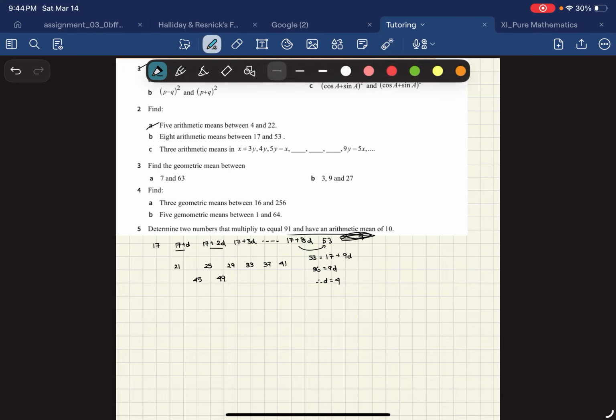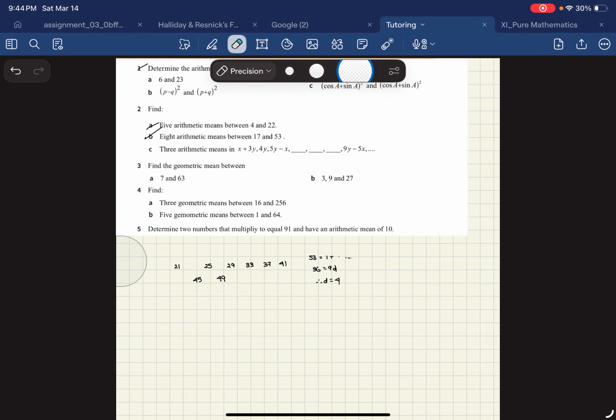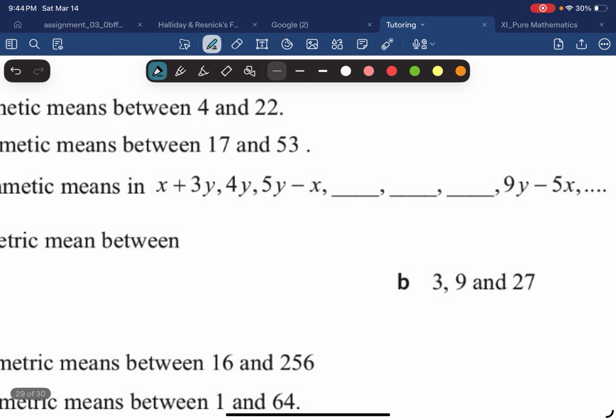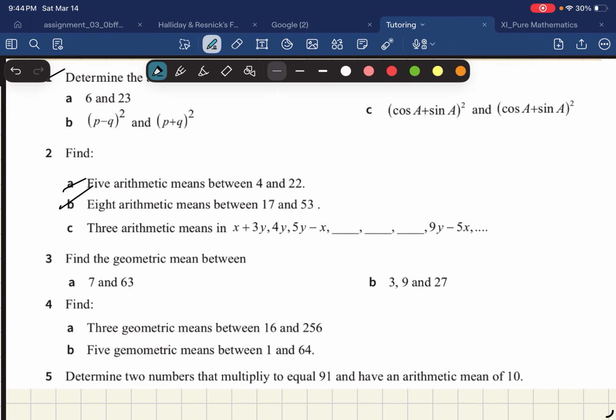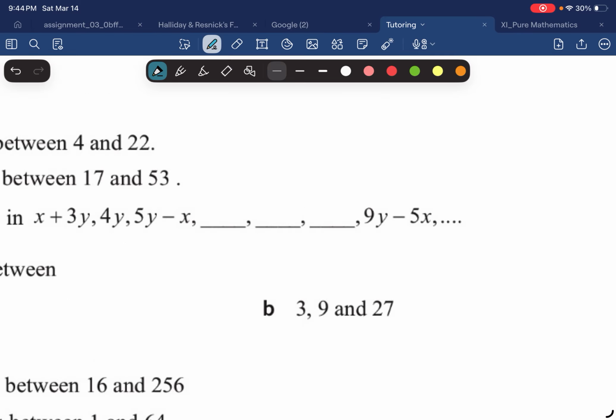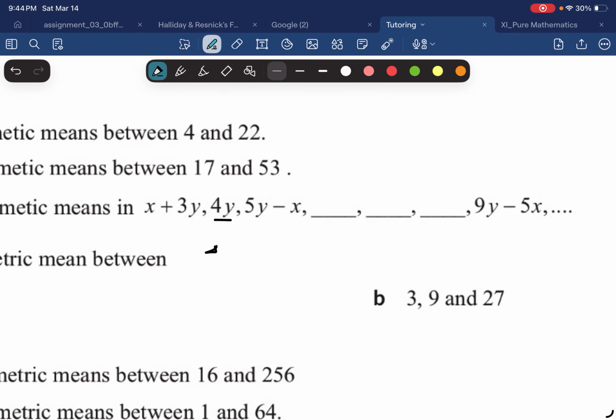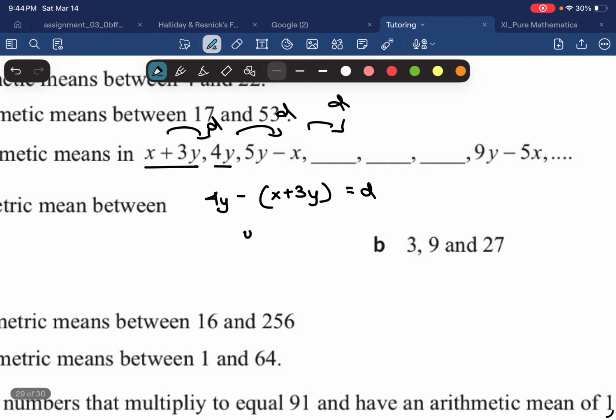Alright, and you want 3 arithmetic means in this one. So basically, you want these to form an arithmetic sequence. So you can subtract the next term, 4y, minus the previous term, 3y. This has to be your common difference, right? You shift by d, you add d, and you go on. So your common difference, 4y minus 3y, is y minus x. That is your common difference when you simplify this expression.